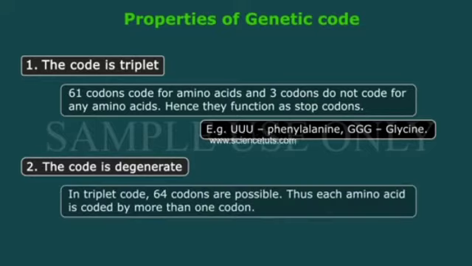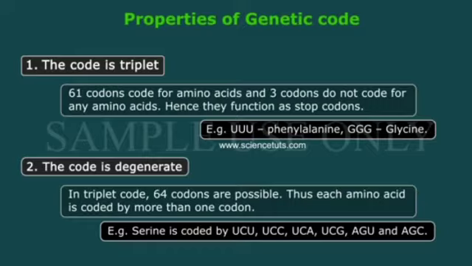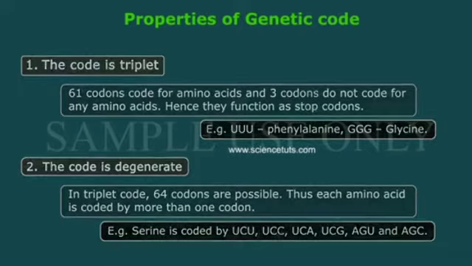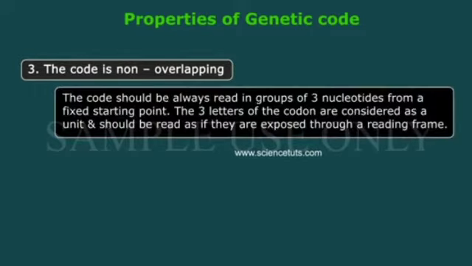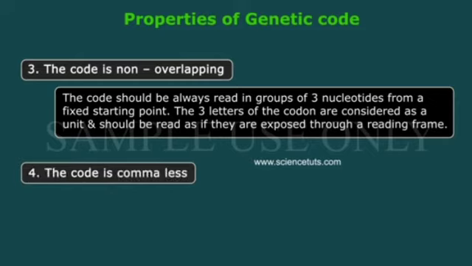2. The code is degenerate. In triplet code, 64 codons are possible. Thus, each amino acid is coded by more than one codon. Example: serine is coded by UCU, UCC, UCA, UCG, AGU, and AGC. 3. The code is non-overlapping. The code should always be read in groups of 3 nucleotides from a fixed starting point. The 3 letters of the codon are considered as a unit and should be read as if they are exposed through a reading frame.